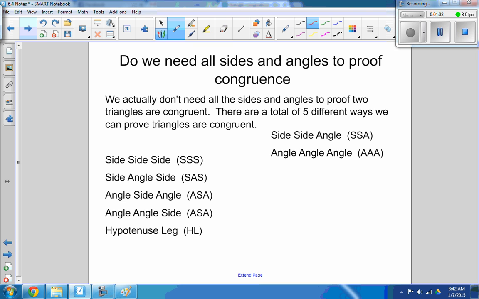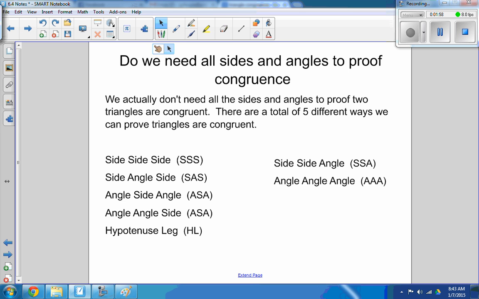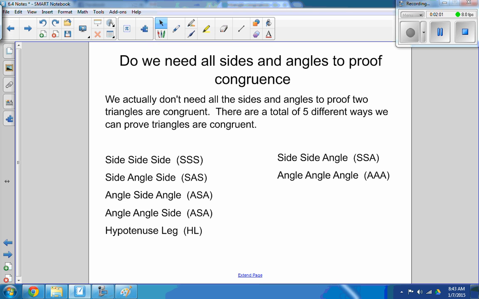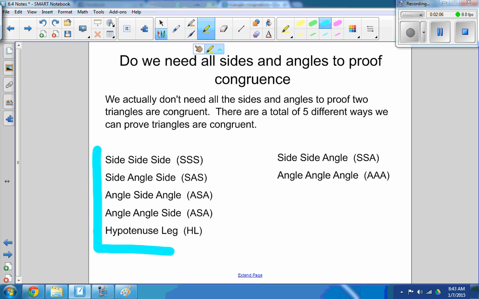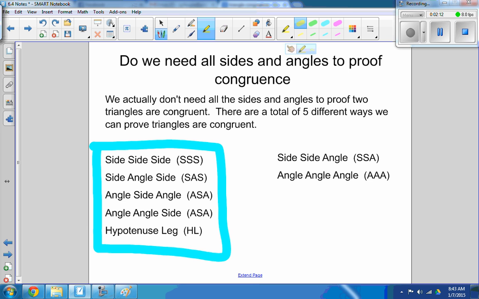Do we need to know all the sides and angles to prove congruence? Well, actually we don't. We don't need every single angle and every single side to prove triangles are congruent. Then there's a total of 5 different ways we can prove triangles are congruent. And then there's 2 ways you might think you can use, but you can't. So here are all the ways we can prove triangles are congruent. And over here, we've got ways you can't use. And then we're going to talk about why you can't use those.